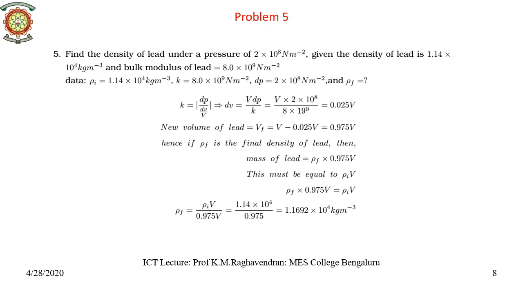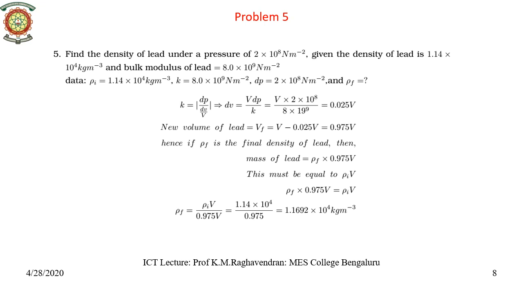This is an interesting problem on bulk modulus. We are asked to find the density of lead under a pressure of 2 into 10 to the power of 8 Newton per meter squared, given that the density of lead is 1.14 into 10 to the power of 4 kg per meter cubed initially. The bulk modulus of the material is given as 8 into 10 to the power of 9 Newton per meter squared. Now, at the outset, we take the formula for the bulk modulus. Note that we take the modulus of K, which is dP divided by dV by V. From this, we can work out the change in volume, which is 0.025 V, V being the initial volume.